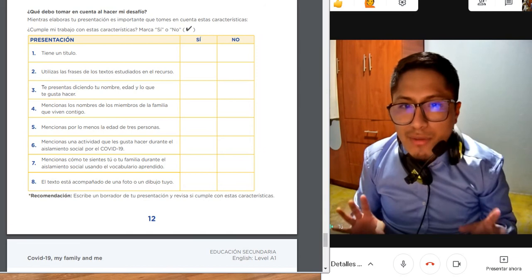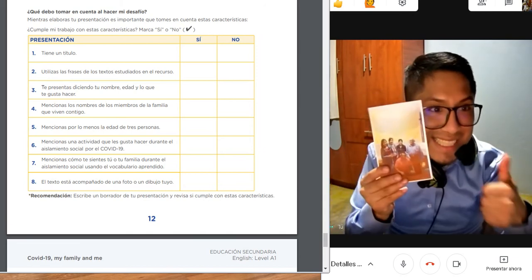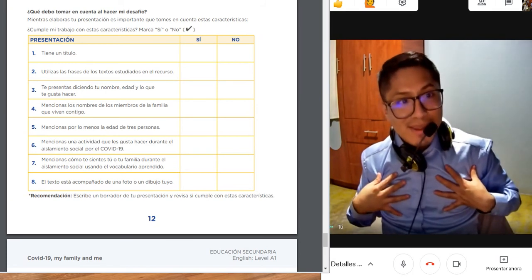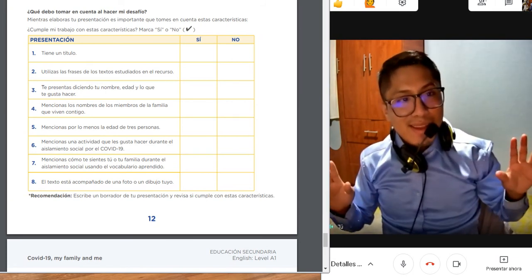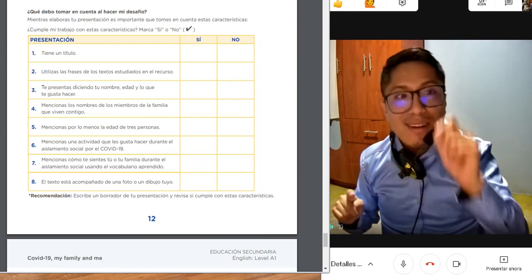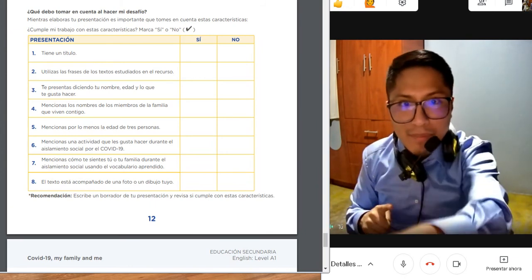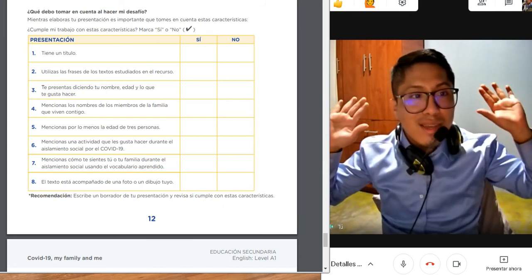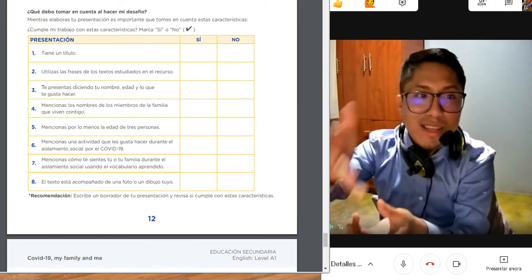¿El texto está acompañado de una foto o un dibujo tuyo? Sí, entonces había unos aspectos que a mí me faltaba mejorar, ¿ves? Eso me pasa por lanzarme y no leer. Por eso me he dado cuenta, ¿no? Es importante ver las instrucciones y aprenderlas. Entonces, gracias a Dios, el teacher se equivocó y de eso ustedes tienen que mejorar.